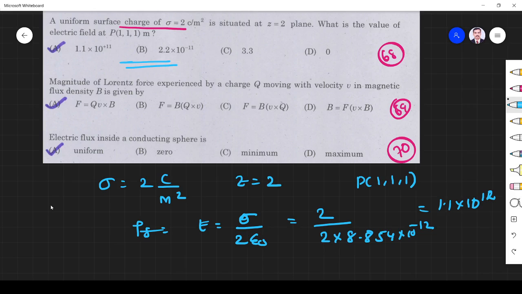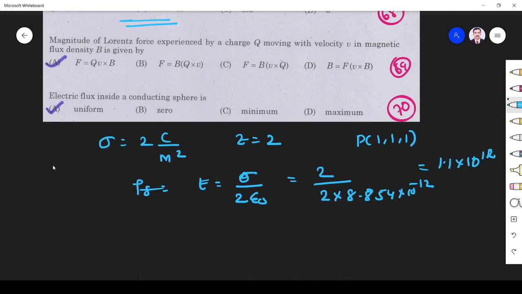Okay. Next question, the magnitude of a Lorentz force experienced by a moving charge q moving with velocity v in a magnetic field is given by the Lorentz force equation, F is equal to qv cross B. The electric flux inside a conducting sphere is always uniform. That we know. Direct question.